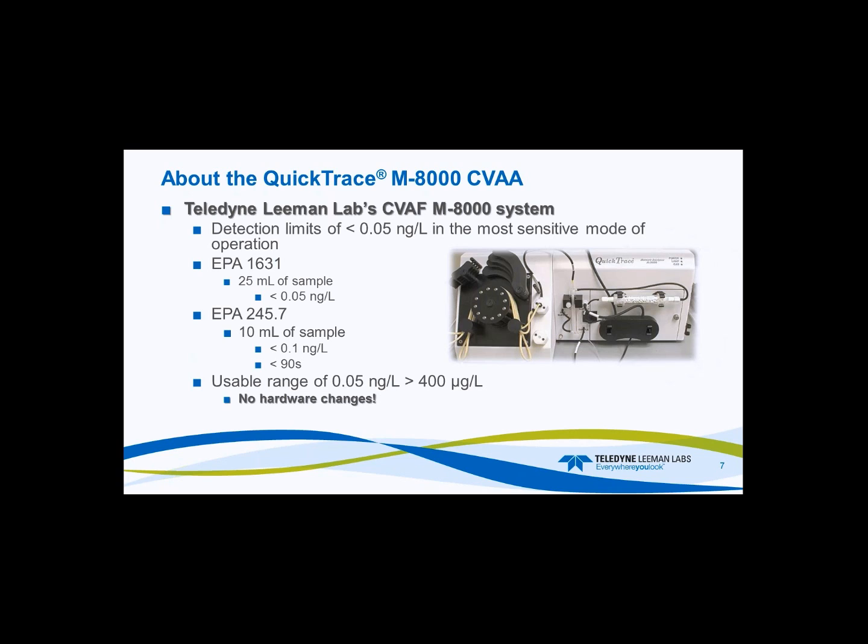So some more about this system. The detection limits are less than 0.05 nanograms per liter in the most sensitive mode. For EPA 1631, with a 25 mL sample, you can get 0.05 nanograms per liter or less in detection. For 245.7, a 10 milliliter sample is less than 0.1, and you can do this in 90 seconds. The usable range for this system is 0.05 nanograms per liter to greater than 400 micrograms per liter, or ppb, with no hardware changes. Not all in the same calibration, but that's the dynamic range for the system.